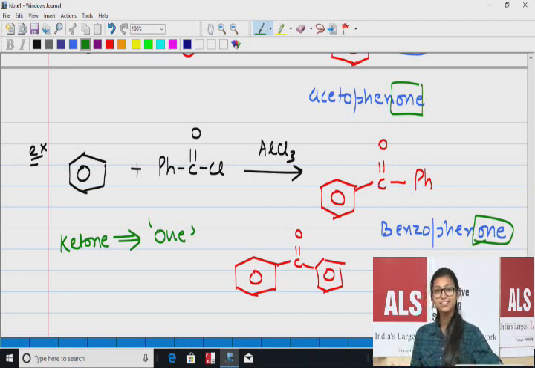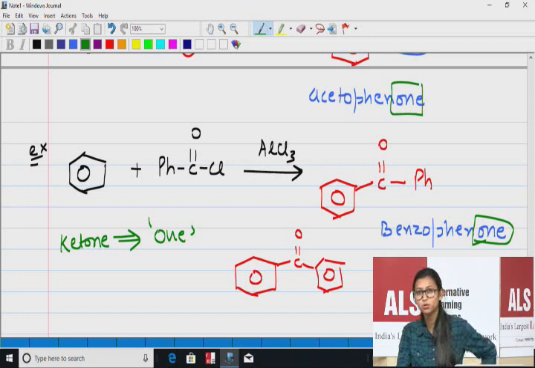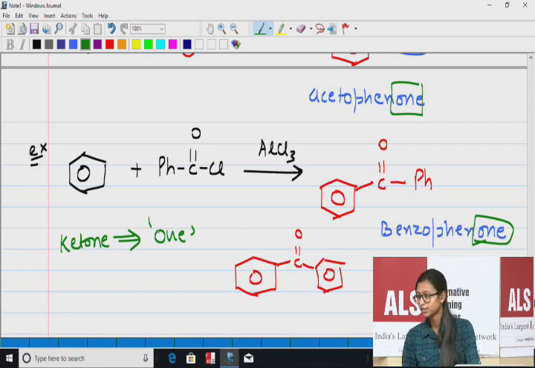Someone is asking me the question, why is there no benzone? So far we don't have benzone. Maybe you people will discover some compound, and when you do higher studies in the future, you can invent some compounds. But so far we don't say benzone, it's just a common name. We call it acetophenone and benzophenone, right? And no, benzone is not there.